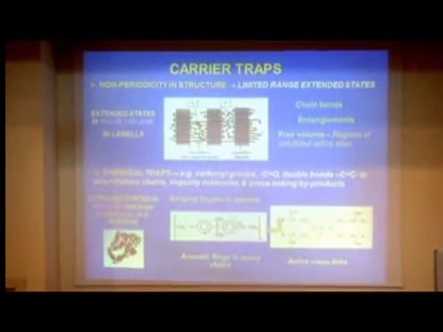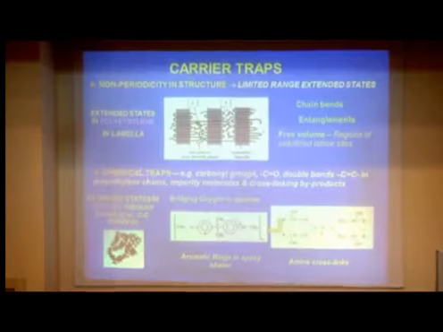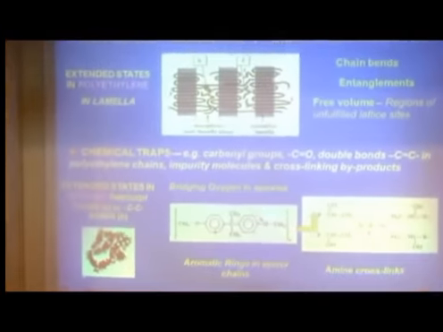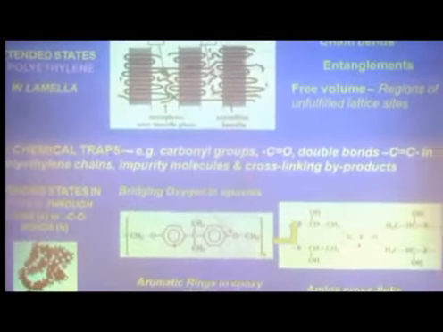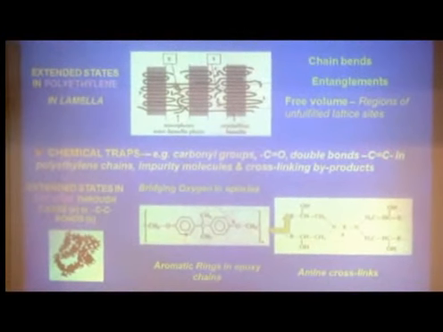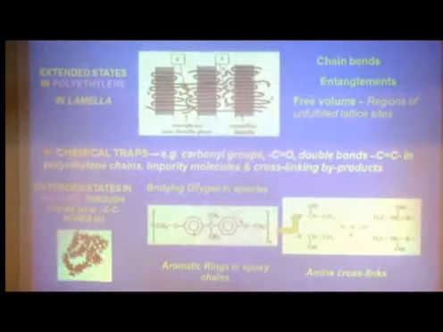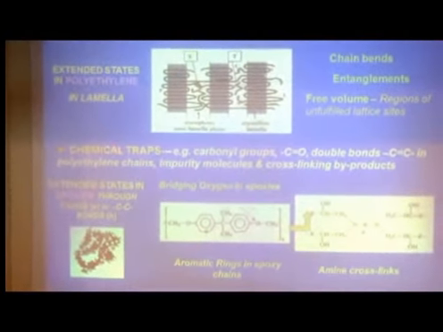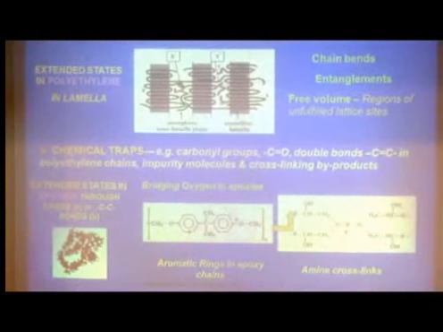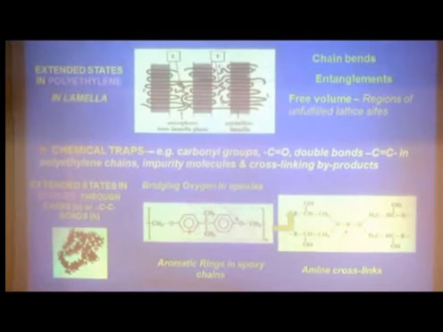In addition to these kind of traps, usually called physical traps, we have chemical traps. These are carbonyl groups, some residual double bonds in the chains, impurity molecules, cross-linking byproducts in cross-linked polyethylene. These hold the electron very strongly when they trap them.